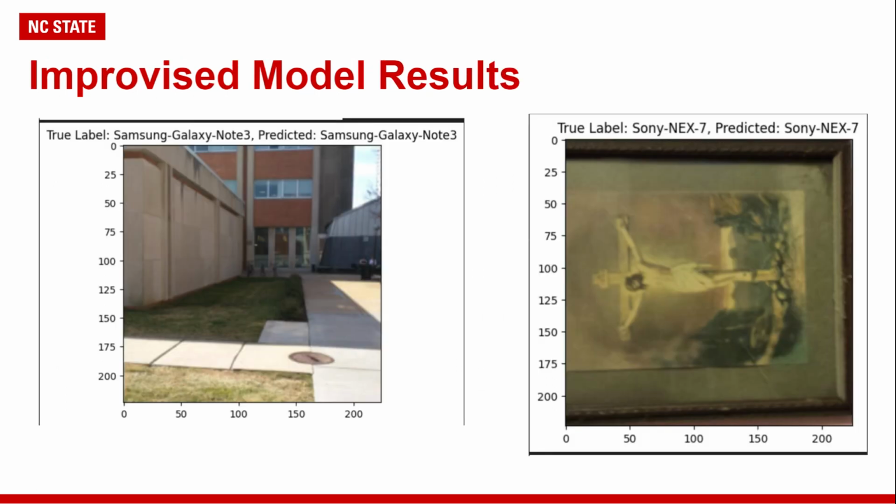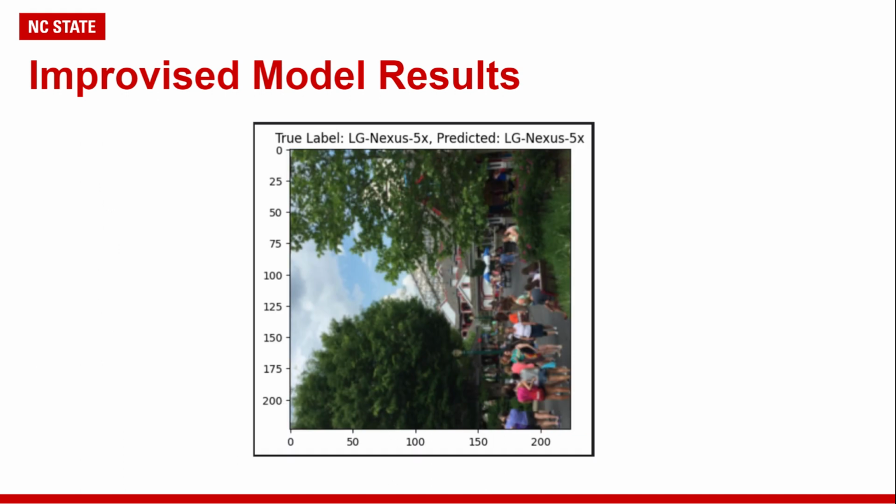So these are some of the sample results from our improved model. You can see the true label, predicted label, and the image in the slide currently being shown, and it gave us pretty good results. It has a considerable accuracy.